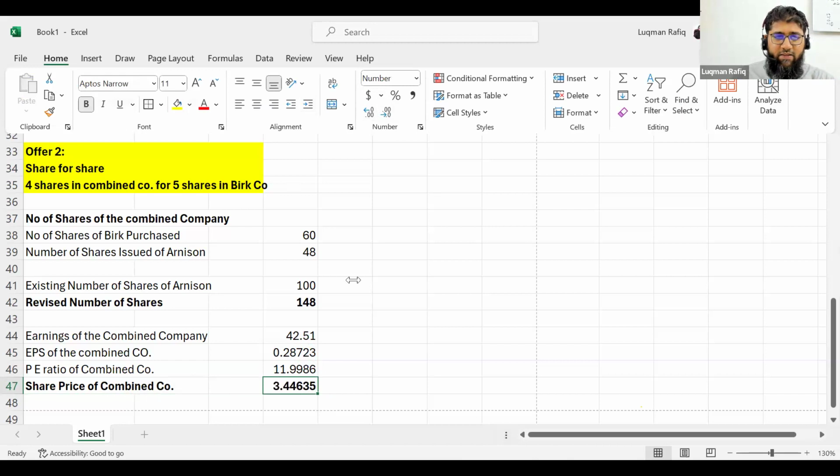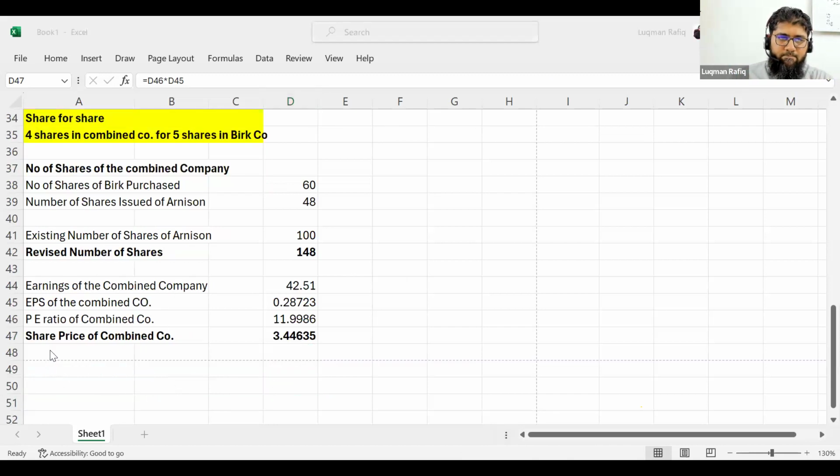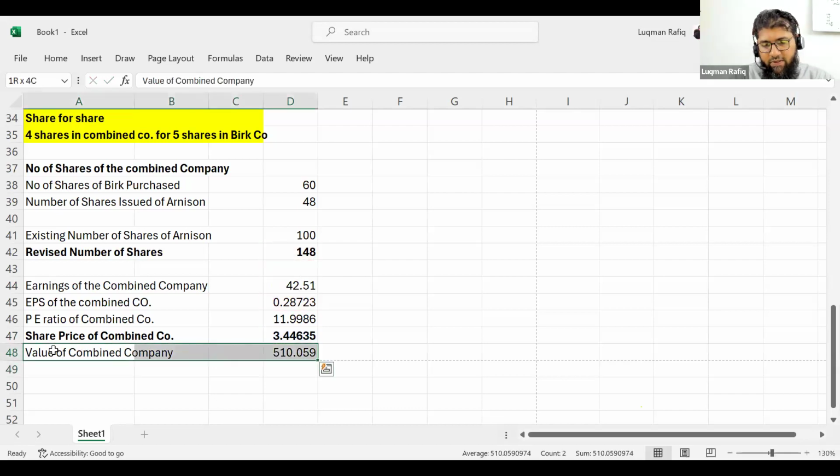Do you people understand this? Do you understand what is happening? Okay. The value of the combined company is going to be the share price multiplied by the revised number of shares. So 510.059.